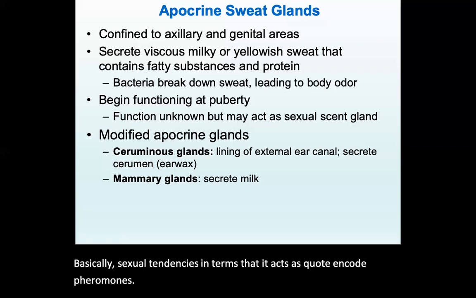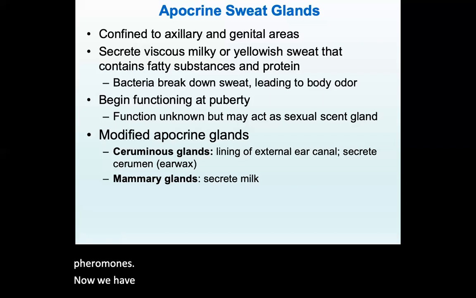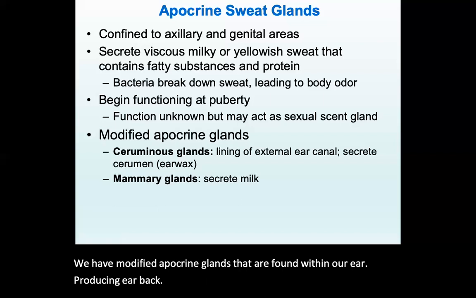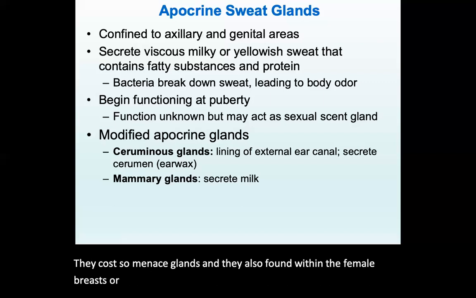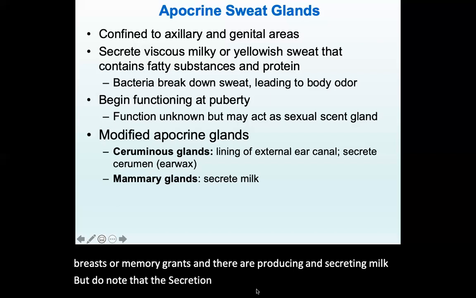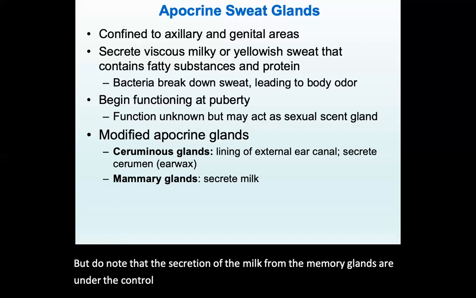Now, we have modified apocrine glands that are found within our ear, producing earwax. They are called ceruminous glands, and they're also found within the female breast, the mammary glands, where they produce and secrete milk. But do note that the secretion of milk from the mammary glands is under the control of hormones that you will learn about in the reproductive system.